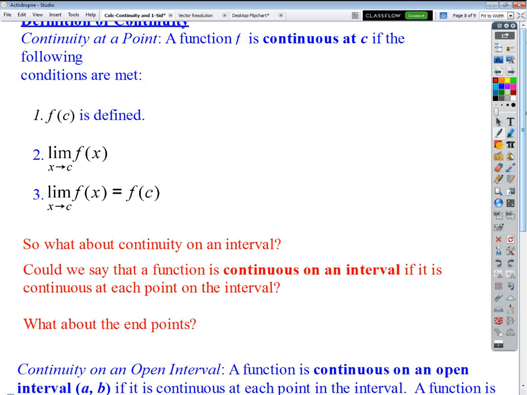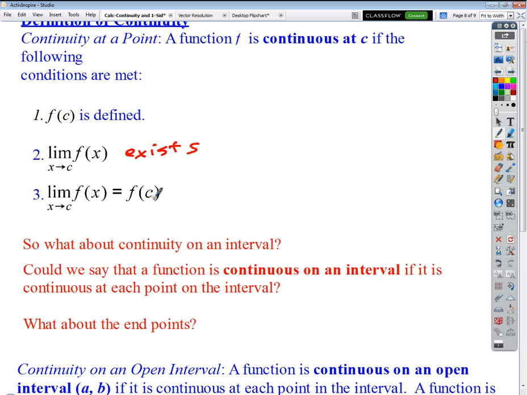Definition of continuity at a point. A function f is continuous at c, so at the value x equals c, if the following conditions are met. If f of c is defined, check. If the limit of f of x as x approaches c exists, and if the limit of f of x as x approaches c is equal to the value of the function at c. If those three criteria are met, guaranteed, the function is continuous at x equals c.